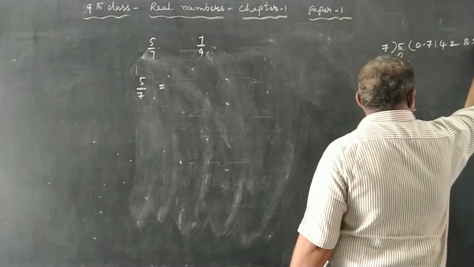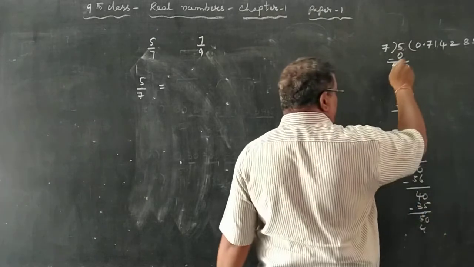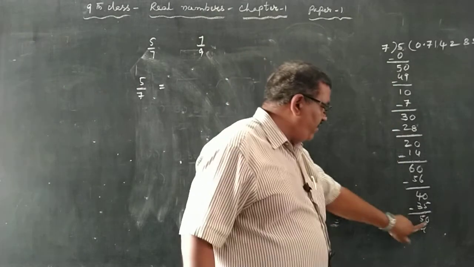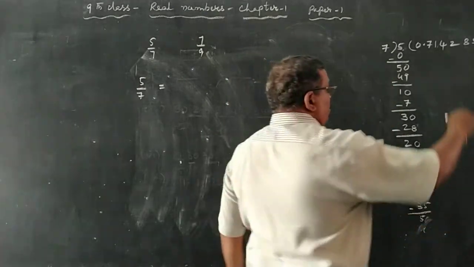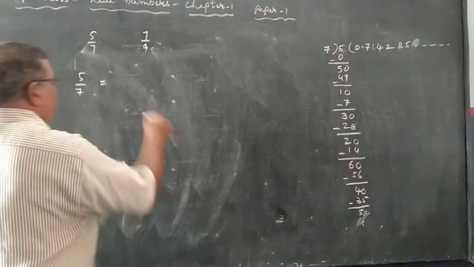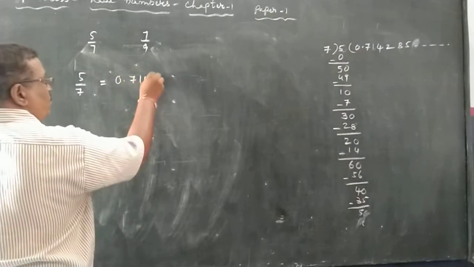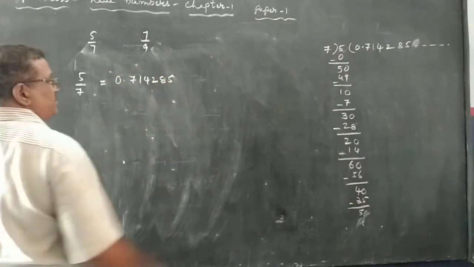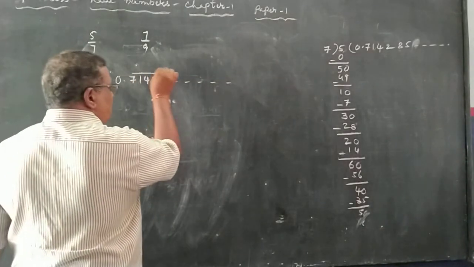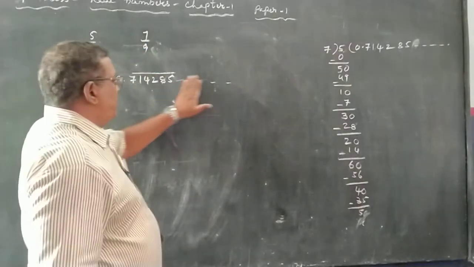7 sevens are 49. So here 5 is already there. 5 came here as the remainder, and again 5 remainder will be obtained. So the digits continue like this. So 5 by 7 can be represented as 0.714285 and so on. That means this is the recurring part of it. I think this is right.